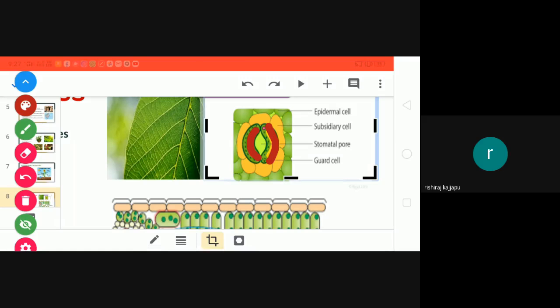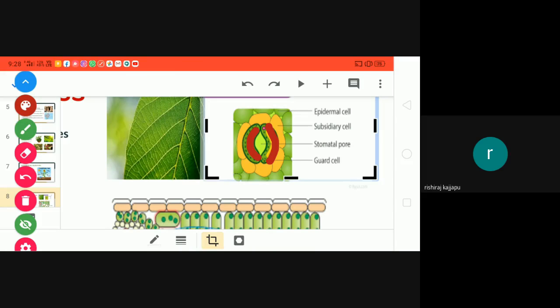These are the guard cells. They protect the stomata. Is it clear, children? This is a stomata. What is stomata? Small tiny pores present on the surface of the leaf are called stomata, right? So stomata absorb carbon dioxide from the air and release oxygen to the air.